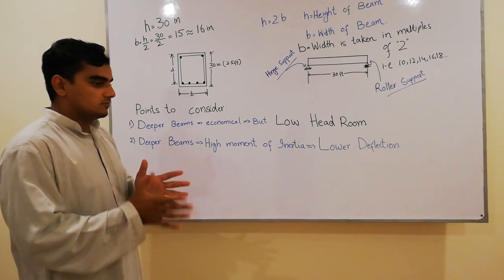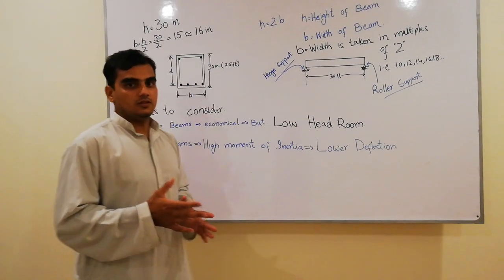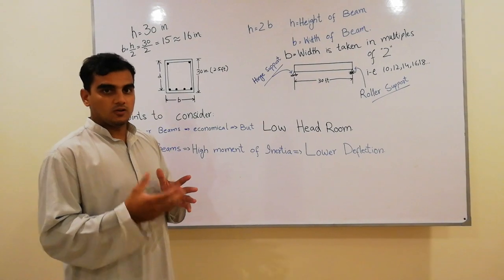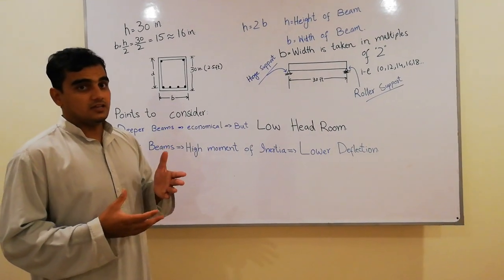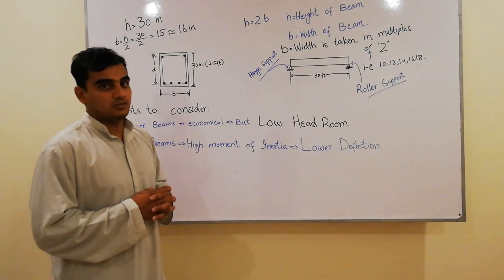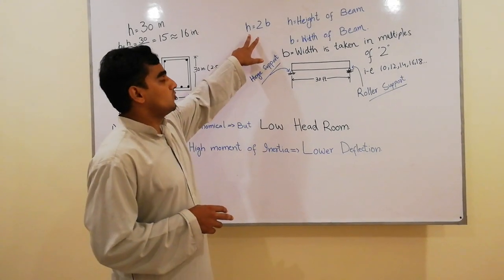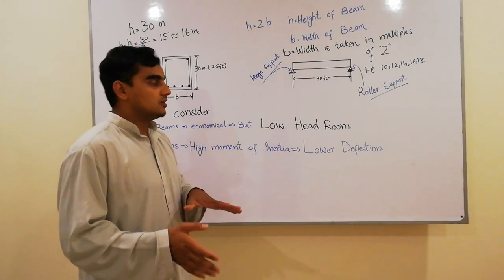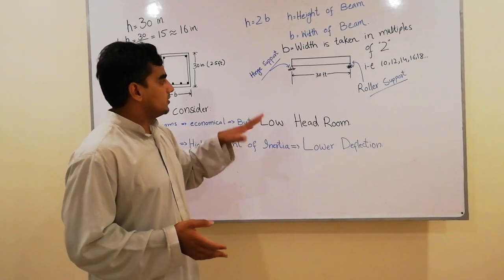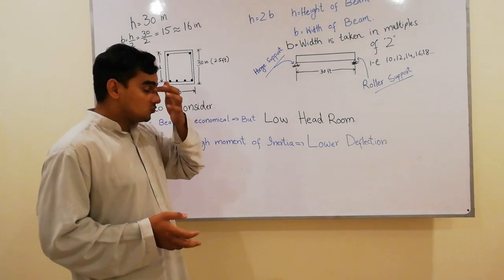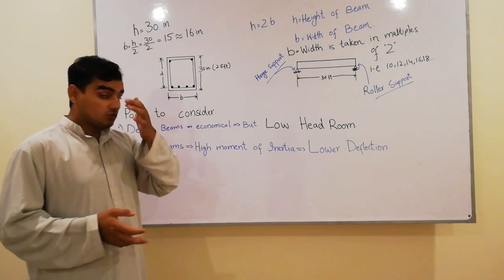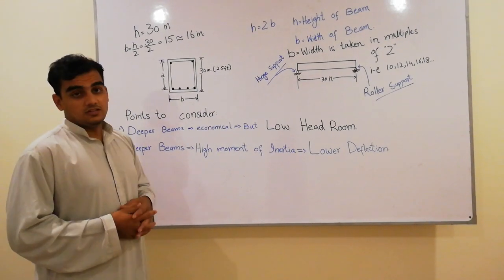Experienced people or structural engineers usually consider the height as double of the breadth. So over here we have this formula h equals 2b. That means that if in our case the depth of the beam is 30 inches, we need to have the width of the beam as 15 inches.